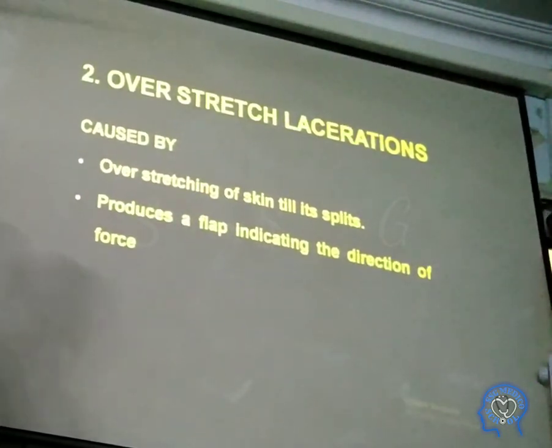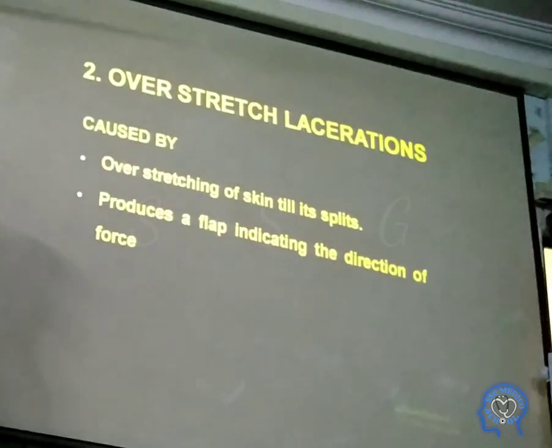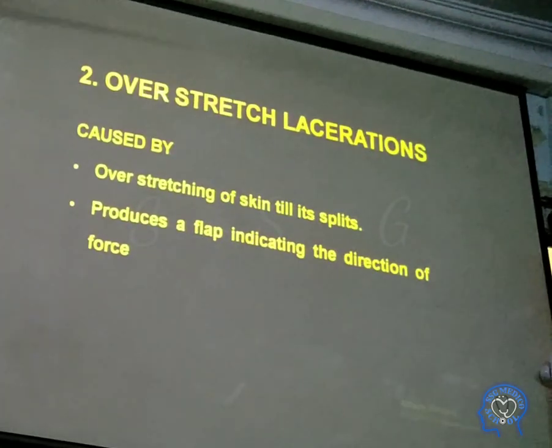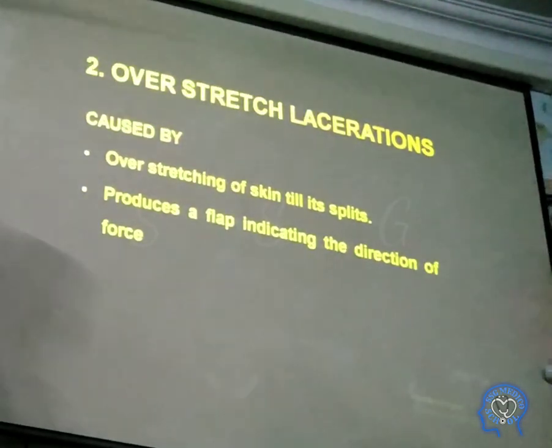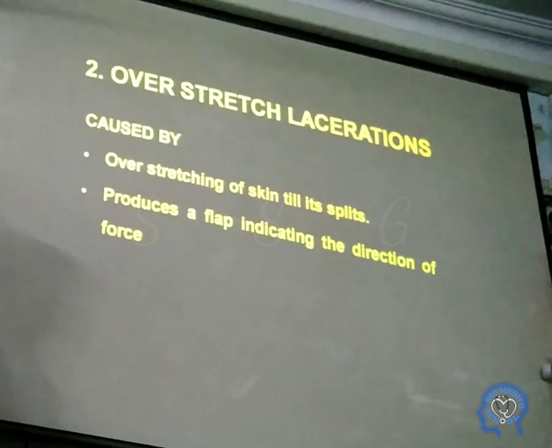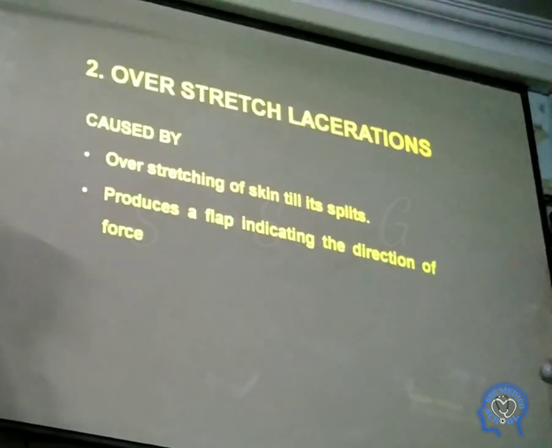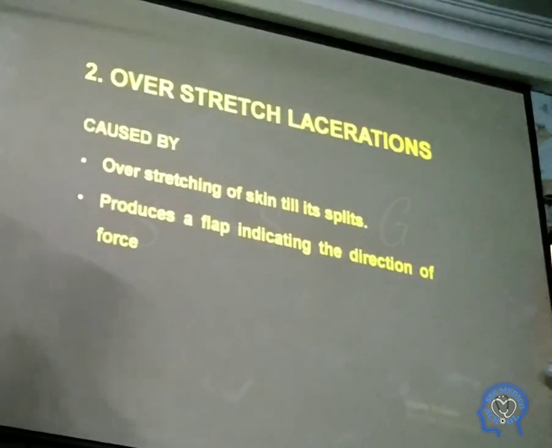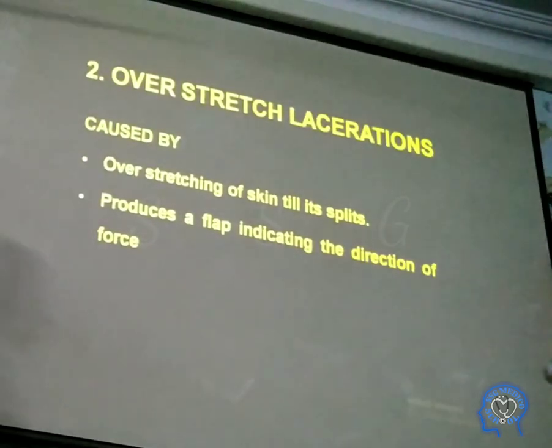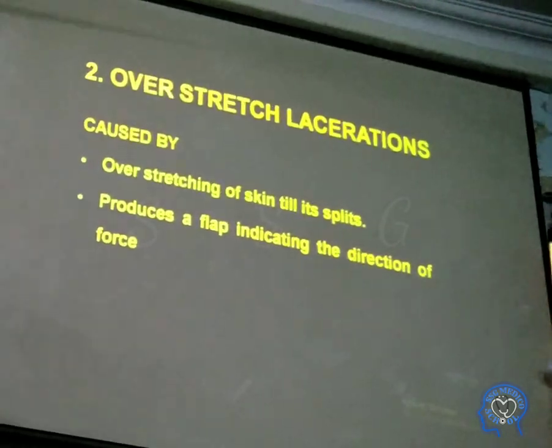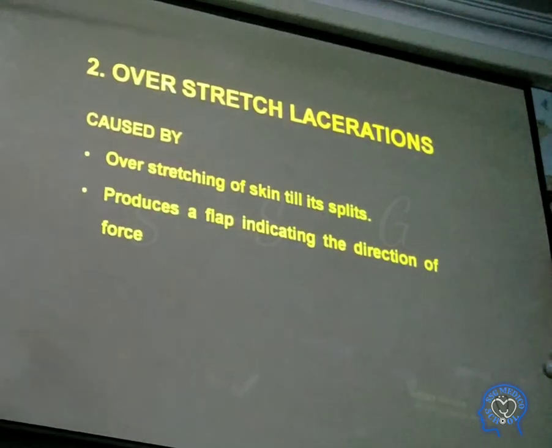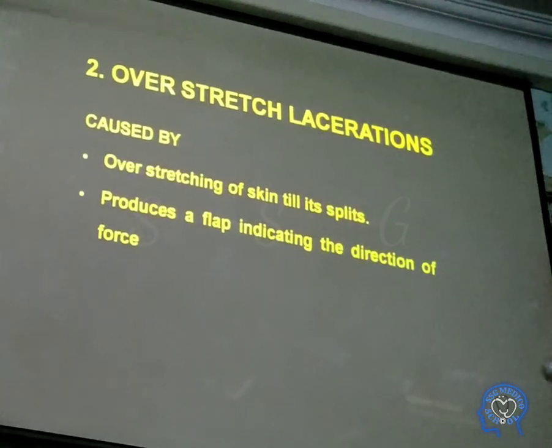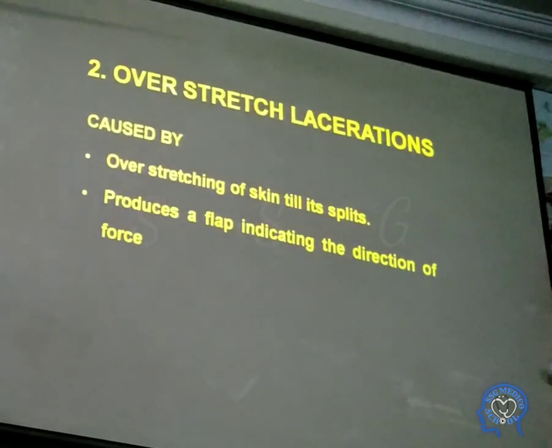Overstretch laceration. You stretch the skin tissue until it splits. You apply force by stretching until it splits. It produces a flap indicating the direction of the force. Next.